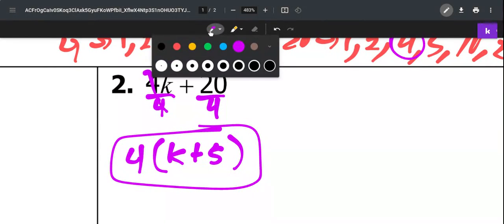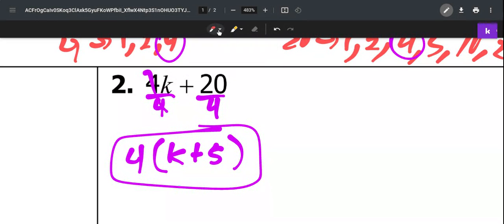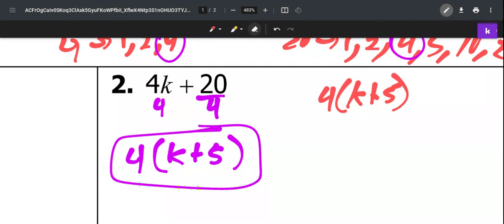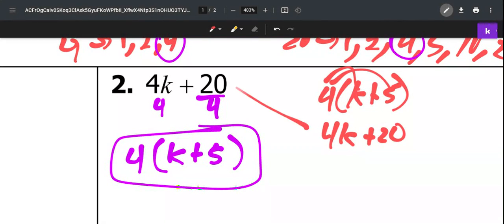Now, once again, we can distribute this back, and as long as we've done this correctly, we should get the same answer. So let's see if we get the original. 4 times k is 4k. 4 times 5 is plus 20. That's exactly what we had at the beginning, and that should always happen. We'll do the next problem, and I'll show you what would happen if we picked the wrong number.